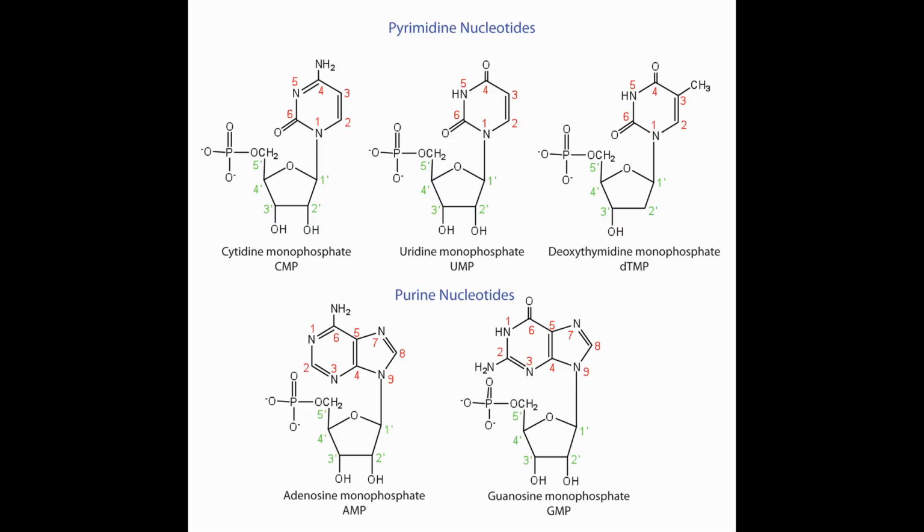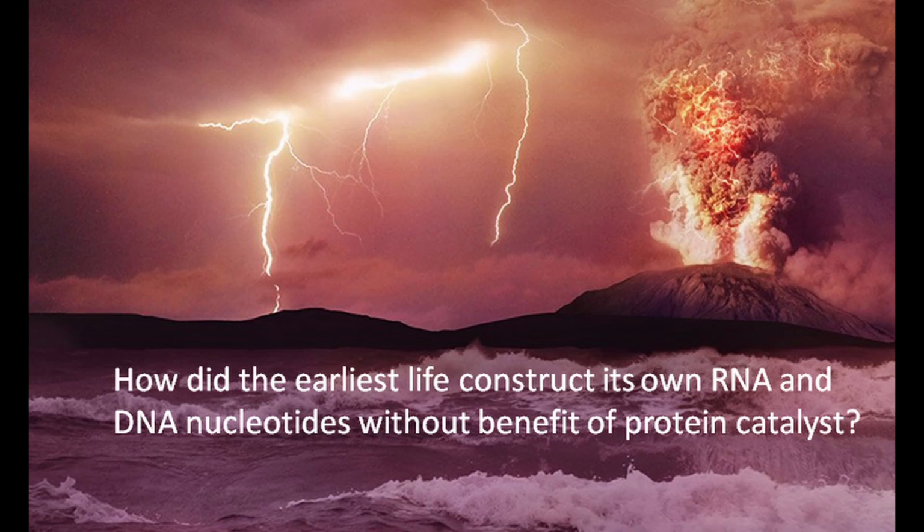I went through the exercise of showing how all 5 nucleotides are made, to demonstrate the complexity of the formation of these nucleotides, and to demonstrate the utter dependence on enzymes to catalyze the nucleotide synthesis reactions. My purpose is to cause you to ask the question: How did the earliest life construct its own RNA and DNA nucleotides without the benefit of catalysts?